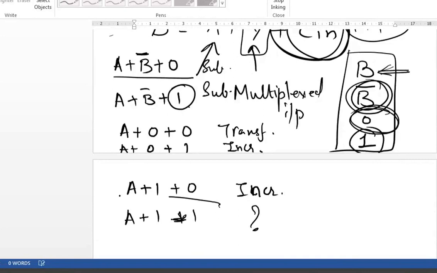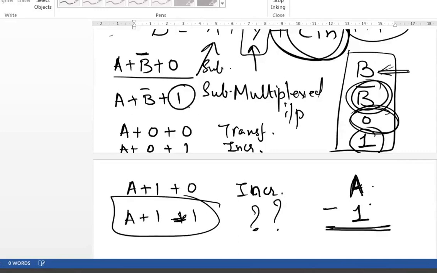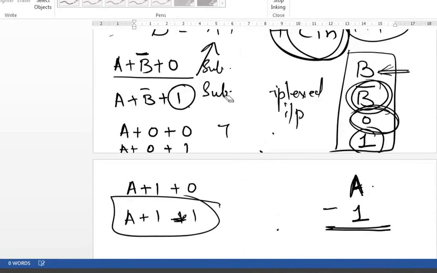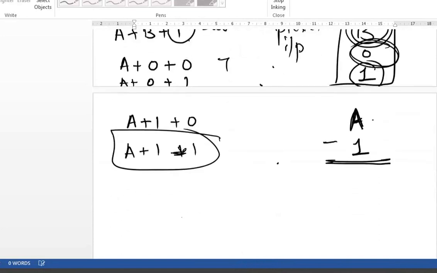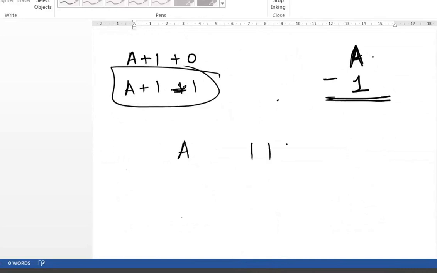What will this decrement be? Can anyone tell me what operation this would be? Tell me how I would carry out a decrement operation. Decrement means what? A minus 1. Who will tell me how we do A minus 1? We know that A minus 1 is nothing but subtraction. If A is 1, 1, 1, 1, this is my 4-digit number, I have to decrement it, so I have to make 15 into 14. So I need to subtract 1 from here.